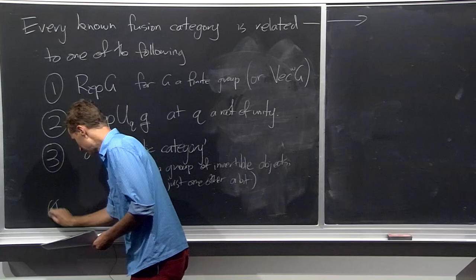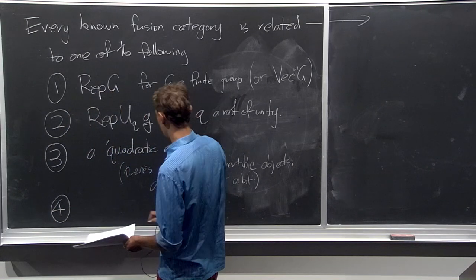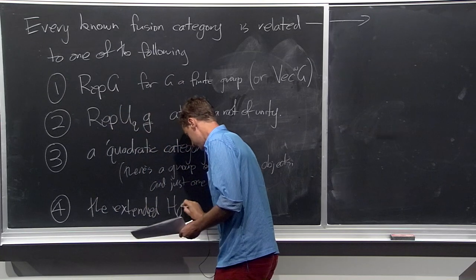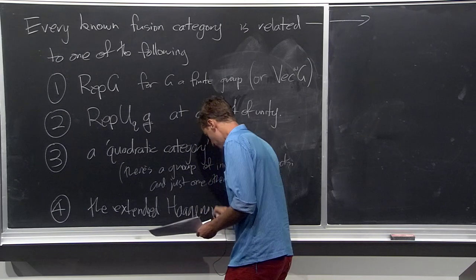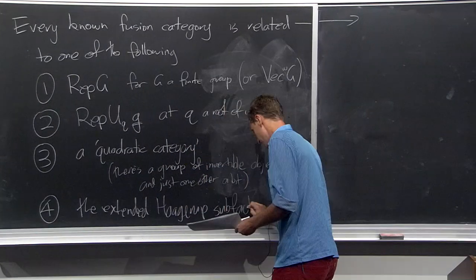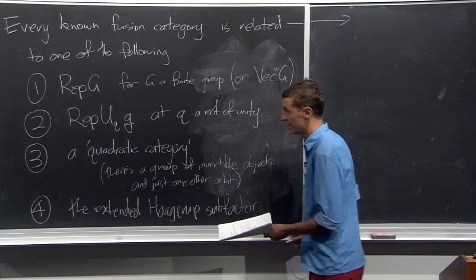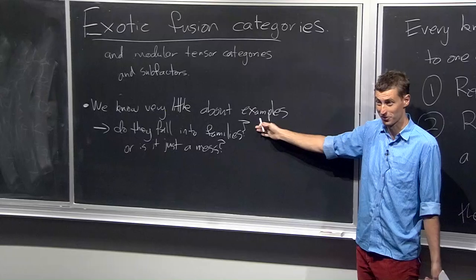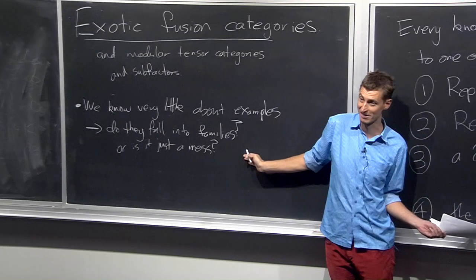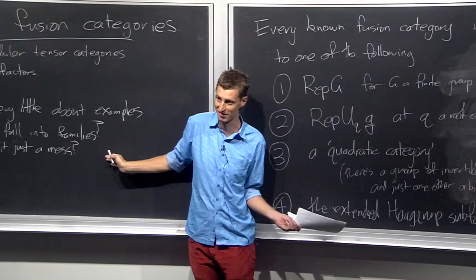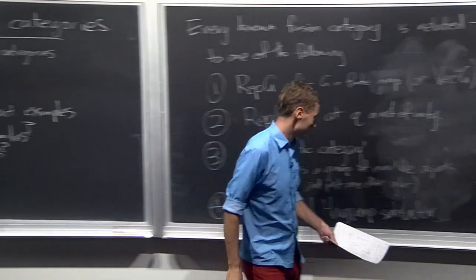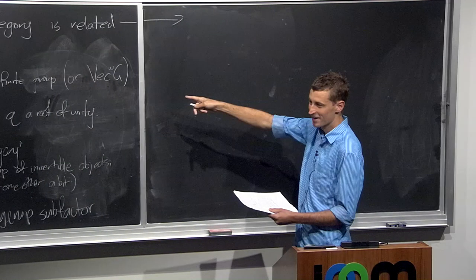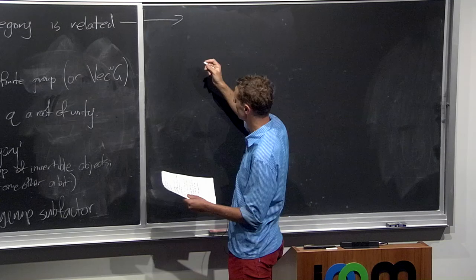Okay, and then number four, the extended Haagerup subfactor, which I'll come to right near the end of the talk. But I just want to emphasize that what we know at the moment here really doesn't let us answer this sort of question. Lots of things fall into nice families here. But it's also a mess. There are just some weird examples that apparently have nothing to do with the rest of mathematics that come along at the bottom.